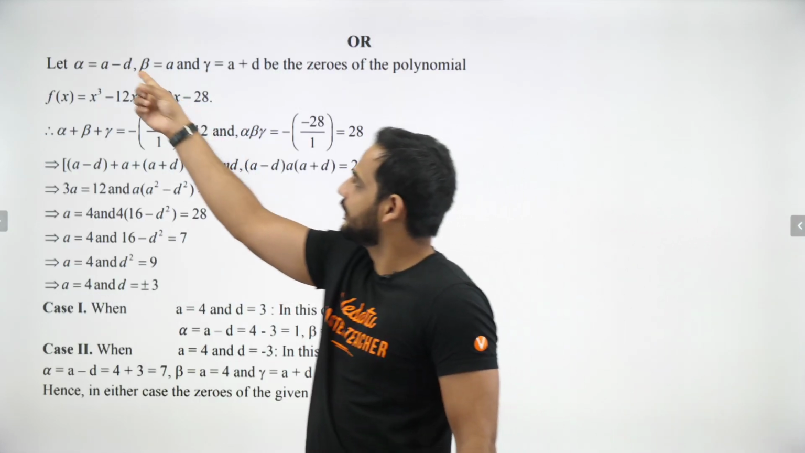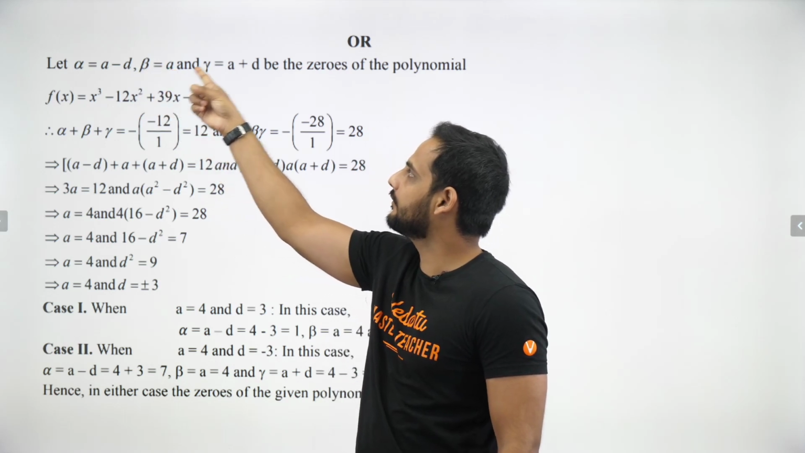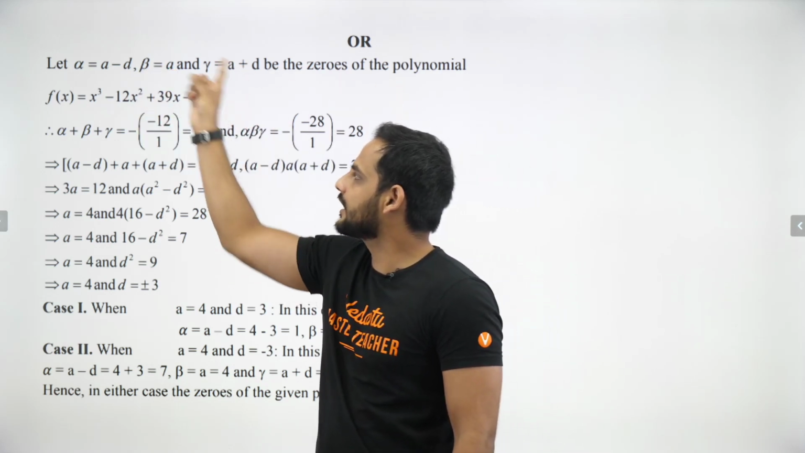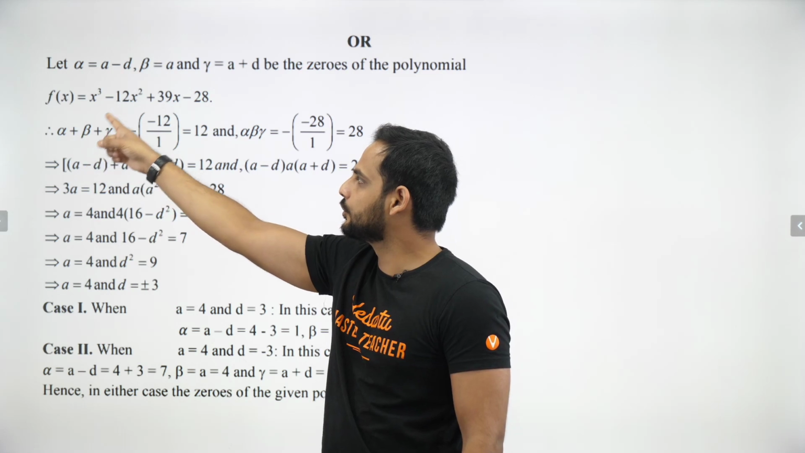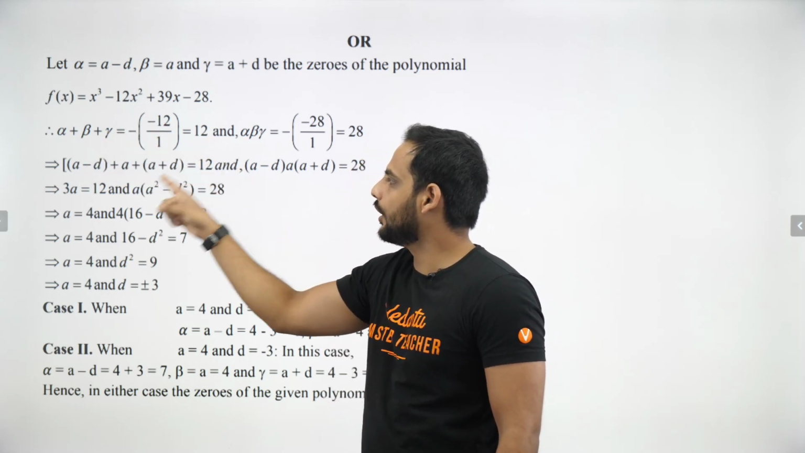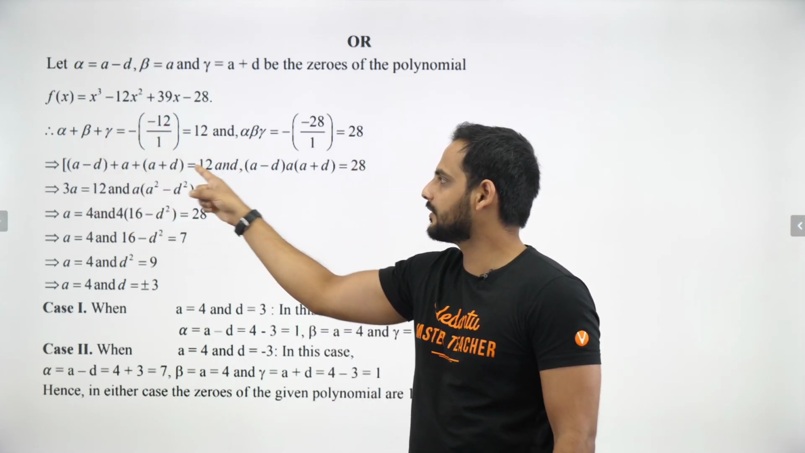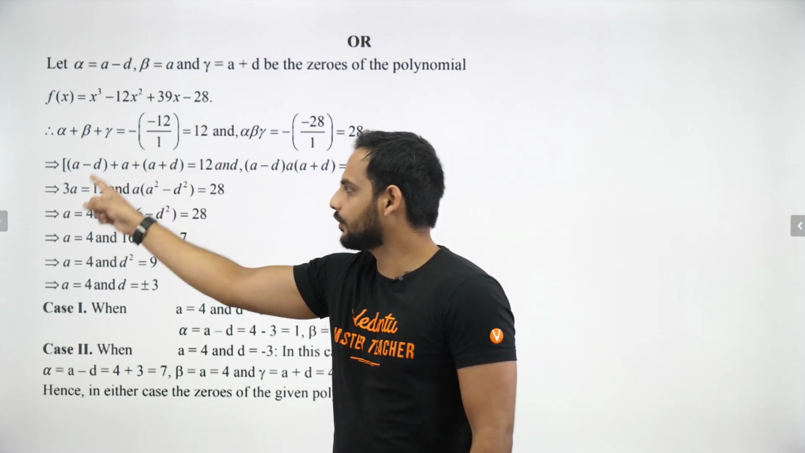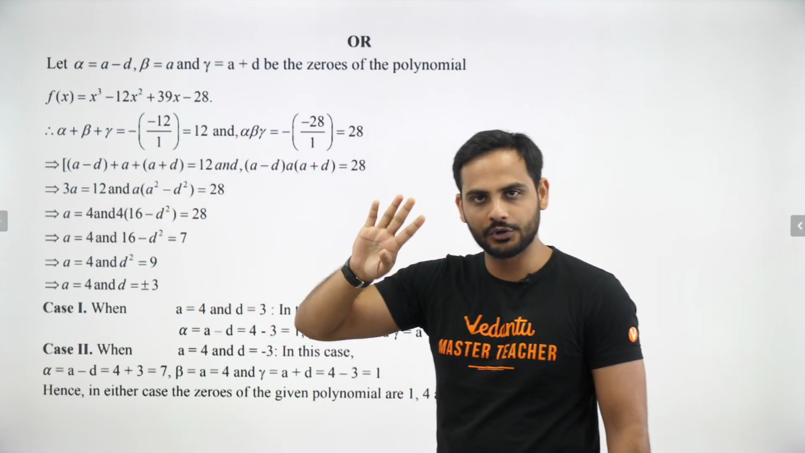तो देखो इन्होंने बोला, let us say one zero is A minus D, one is A, one is A plus D. We know this cubic equation. Sum of the zeros should be equal to minus of B by A. So you got that A minus D plus A plus D is equal to 12. तो यहाँ से you have solved, you got A is equal to 4.